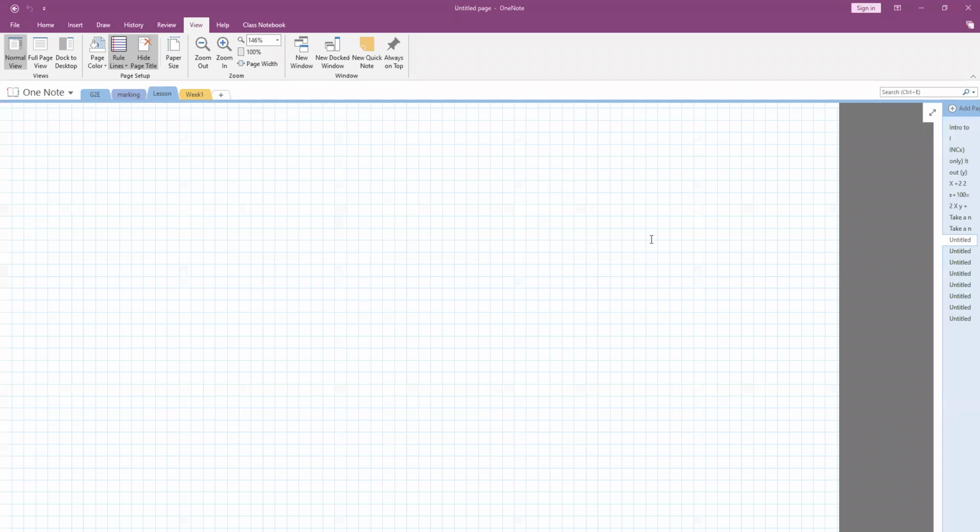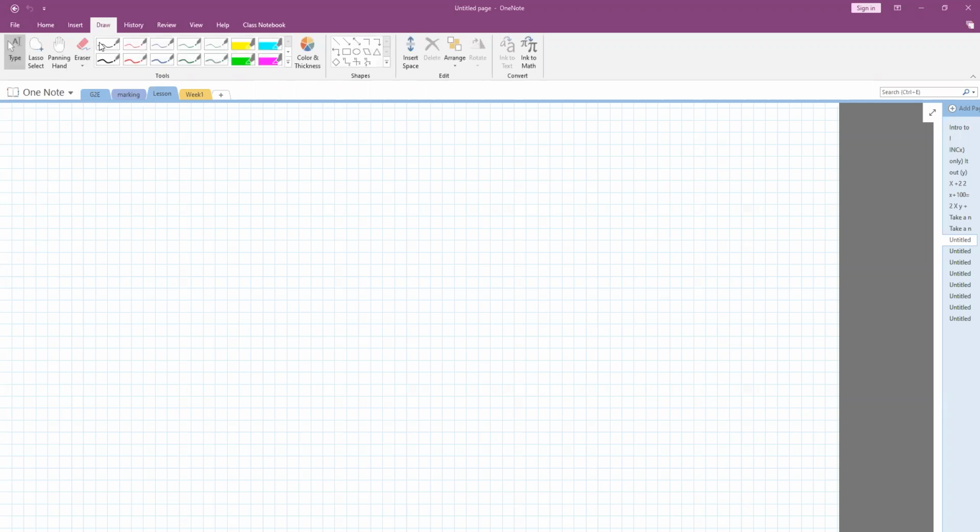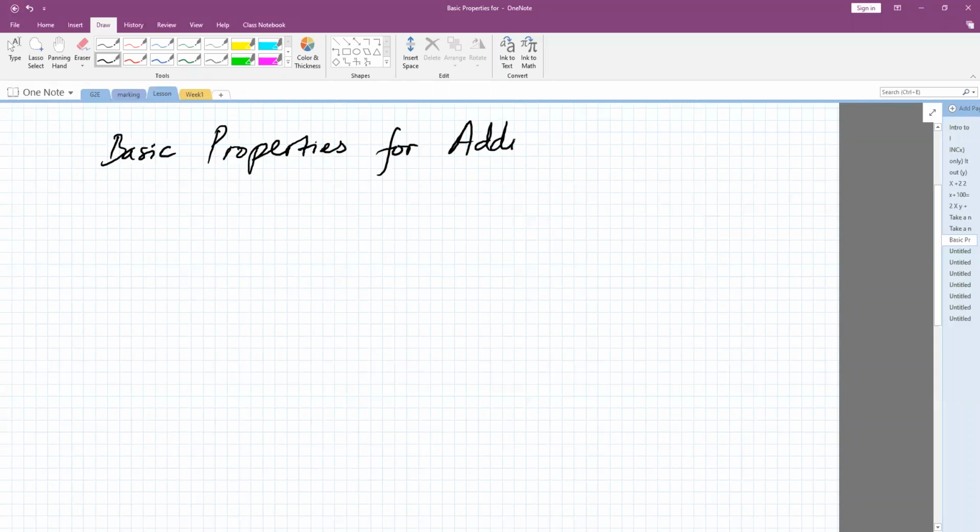Right, so today we are going to learn some basic properties in algebra. These are related to how we calculate numbers. So these are the basic properties for addition or subtraction and multiplication.